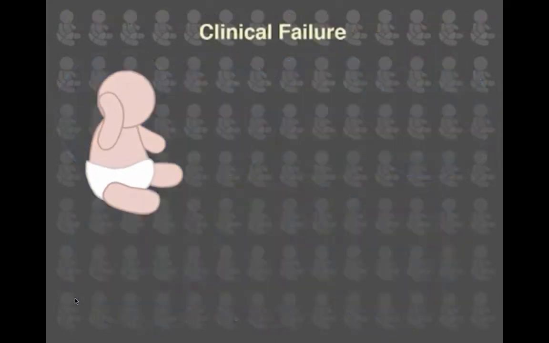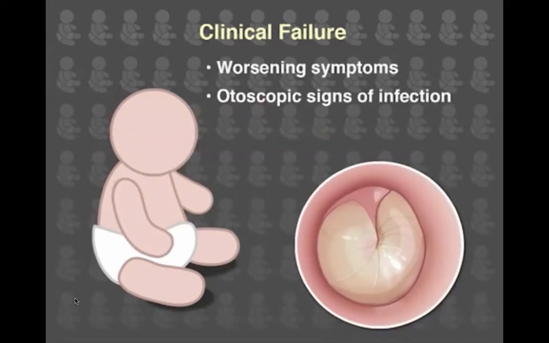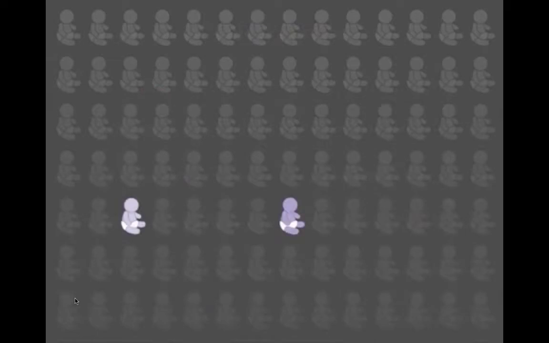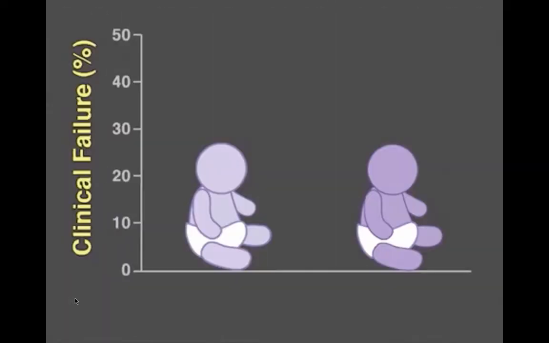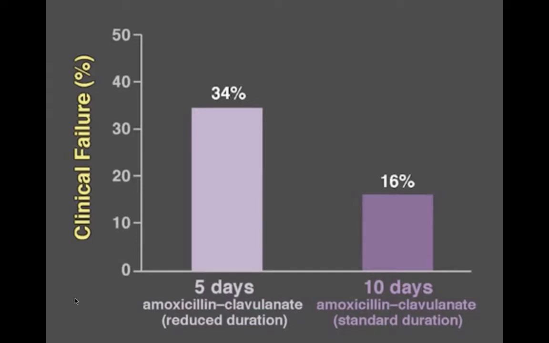The primary outcome was clinical failure, defined as worsening symptoms or otoscopic signs of infection, or failure to achieve resolution of symptoms and signs. Patient enrollment was stopped early when the non-inferiority endpoint was achieved. Clinical failure was seen in 34% of the children who received 5 days of antibiotics, significantly more than the 16% of children who were treated for 10 days.